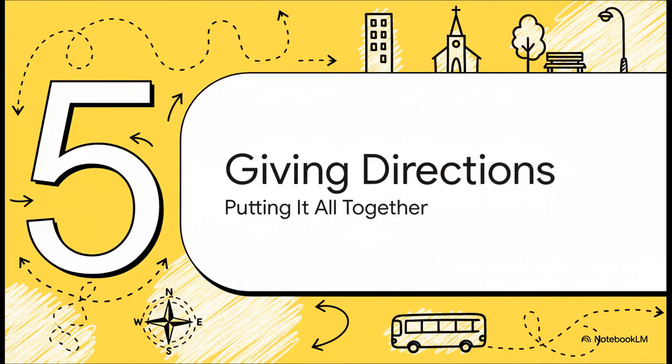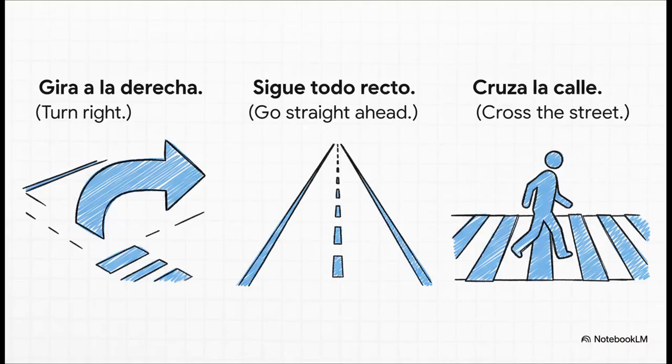And now for the really fun part. Let's take everything we've just learned and put it all together to do one of the most useful things you can do in another language: give directions in a city. These four verbs are basically your survival kit for navigating a city. Gira means turn, sigue is for go straight, cruza means cross, and toma is for take, like take the next street. If you master these, you can get anyone almost anywhere.